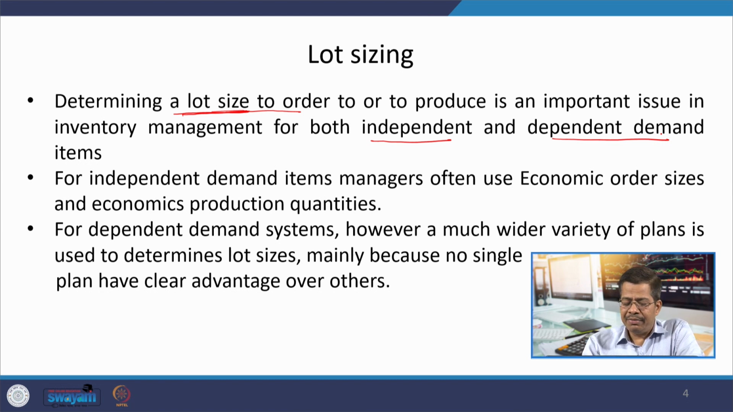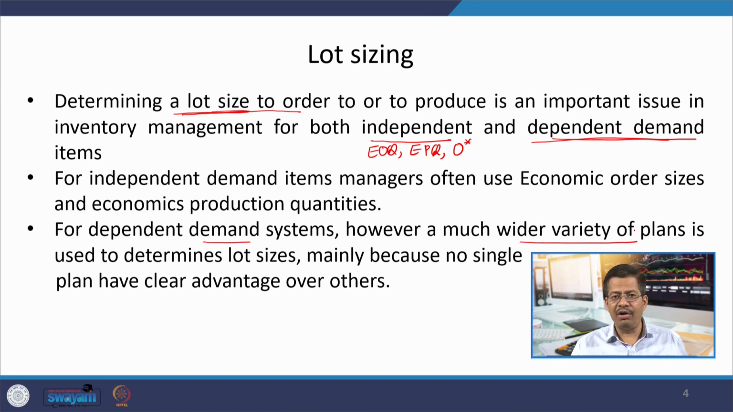In independent demand, with the help of EOQ, EPQ, optimal order quantity, all these are different types of scenarios we have discussed in many of our previous classes. But now we are bringing this lot sizing issue into our dependent demand system also, which we are calling MRP. In a dependent demand system, because of a much wider variety of plant, there is more use of our lot sizing principles.